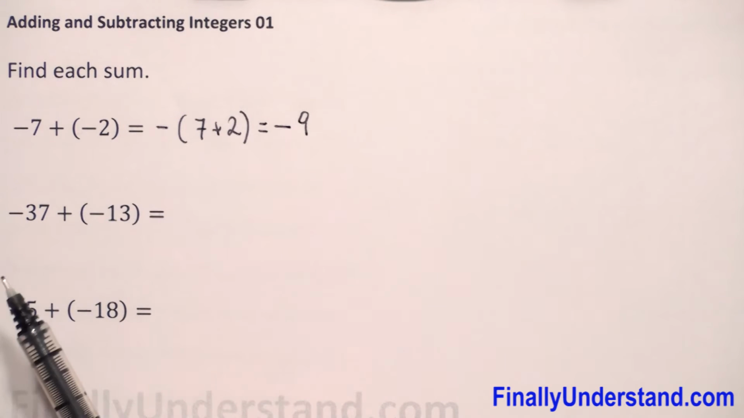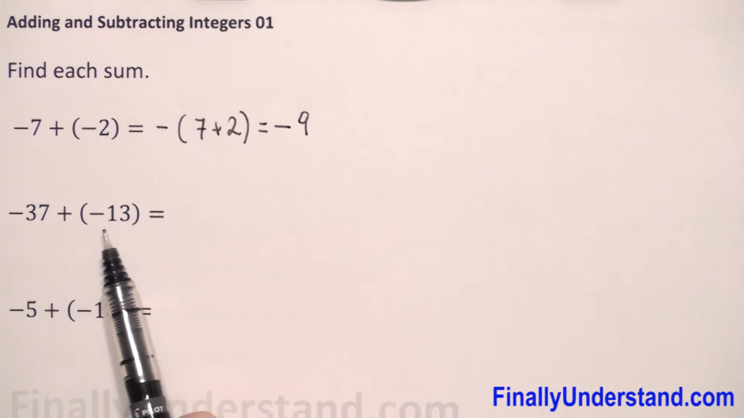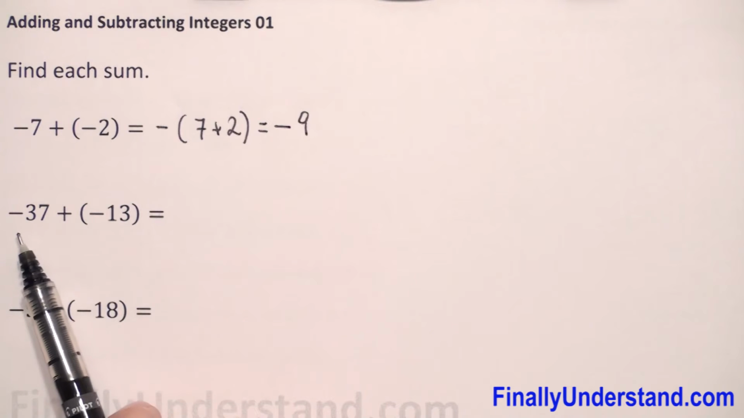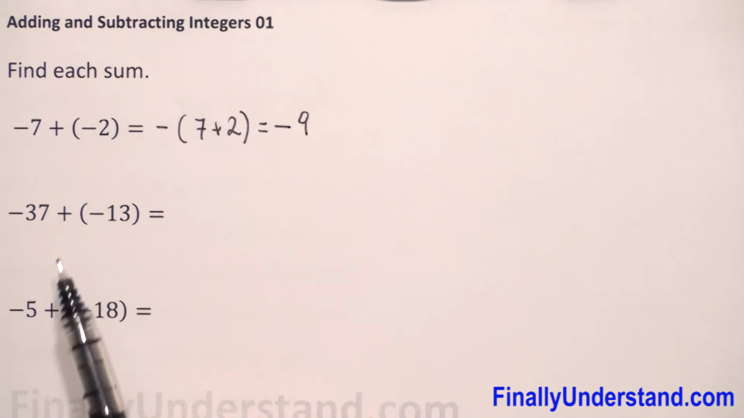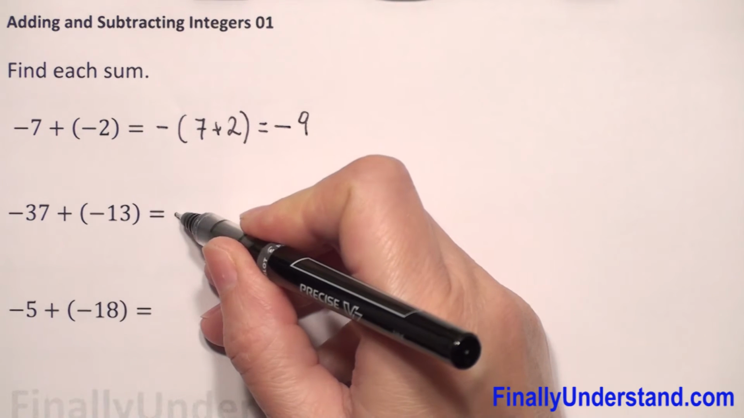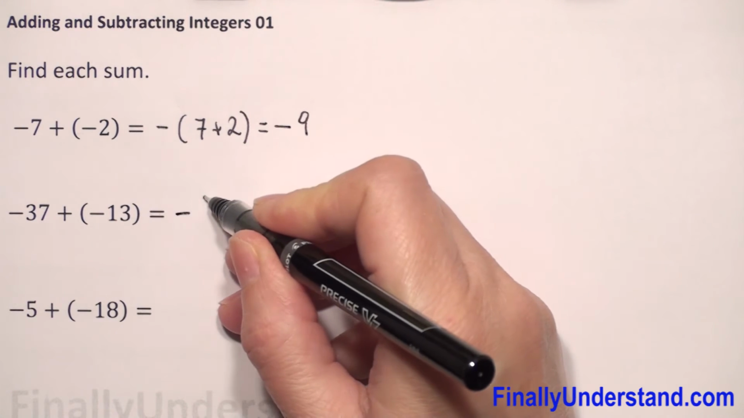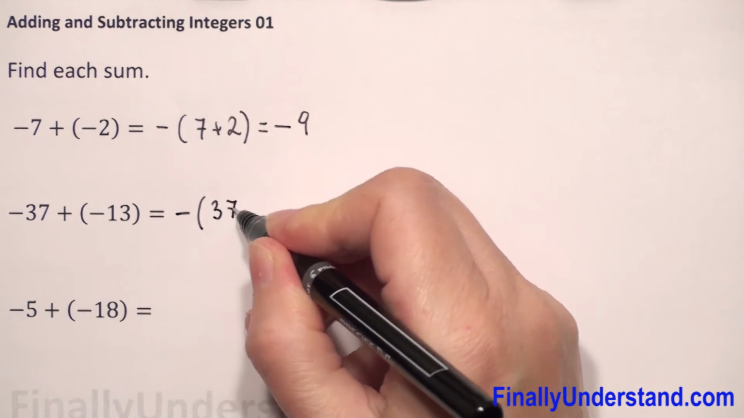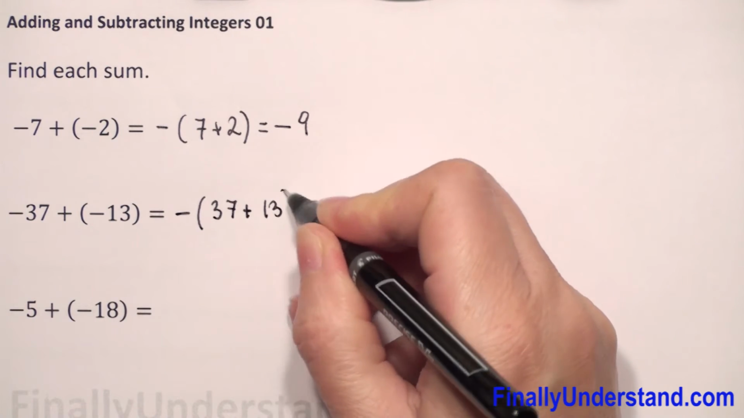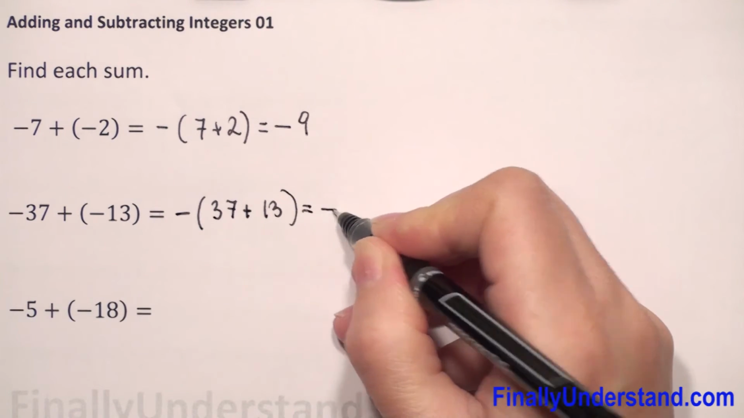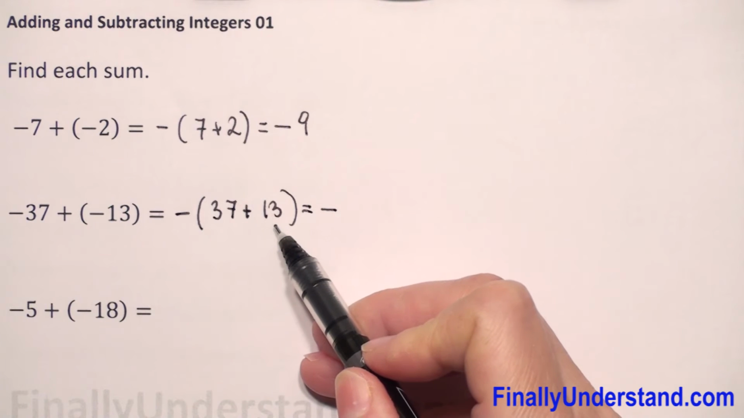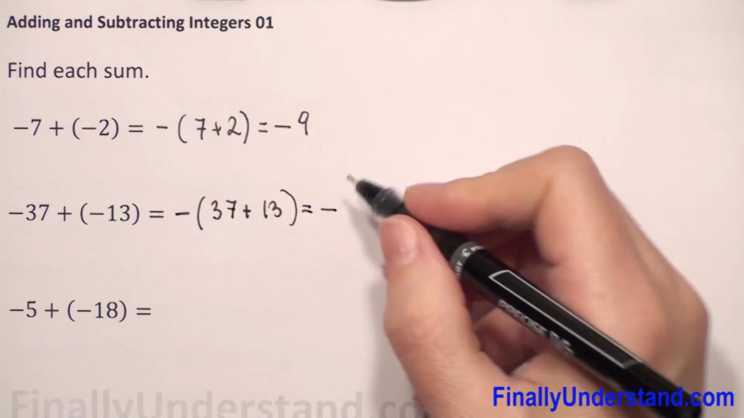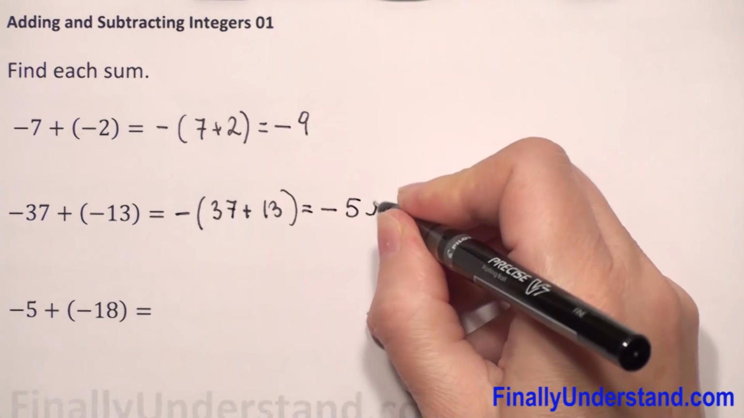Next example, again we have to add two integers with the same sign. In this example we have negatives. So again we copy the negative sign and we just add these two numbers, 37 plus 13. So this is equal to, negative sign we copy, and 37 plus 13. 30 plus 10 is 40 and 7 plus 3 is 10, so it will be 50.